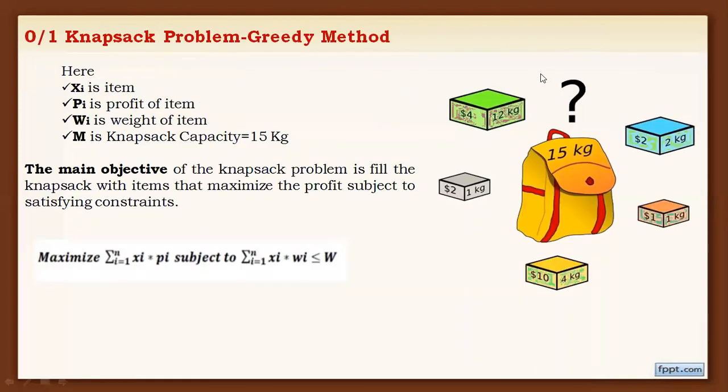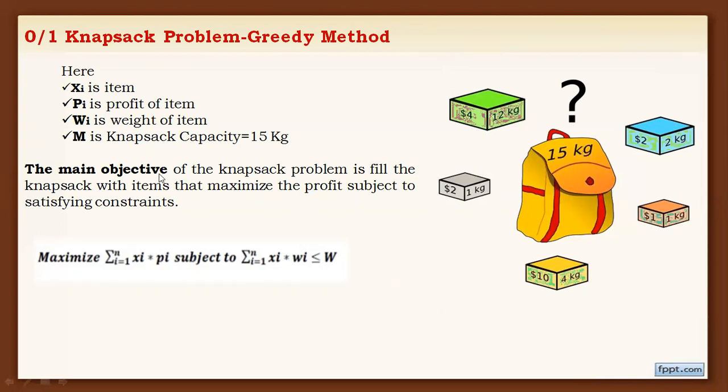And here, one more problem: there is a bag and there are 5 different items. For each item, the weight is given: 1 kg, 2 kg, 12 kg, 1 kg, 4 kg. And the profit or price of each item is also marked in dollars. The main objective of this problem is to fill the knapsack with those items such that the weight of the bag is less than or equal to 15 kgs, and maximize the profit. In which way can you fill the bag with those items to maximize the profit, satisfying the condition of less than or equal to 15 kgs?